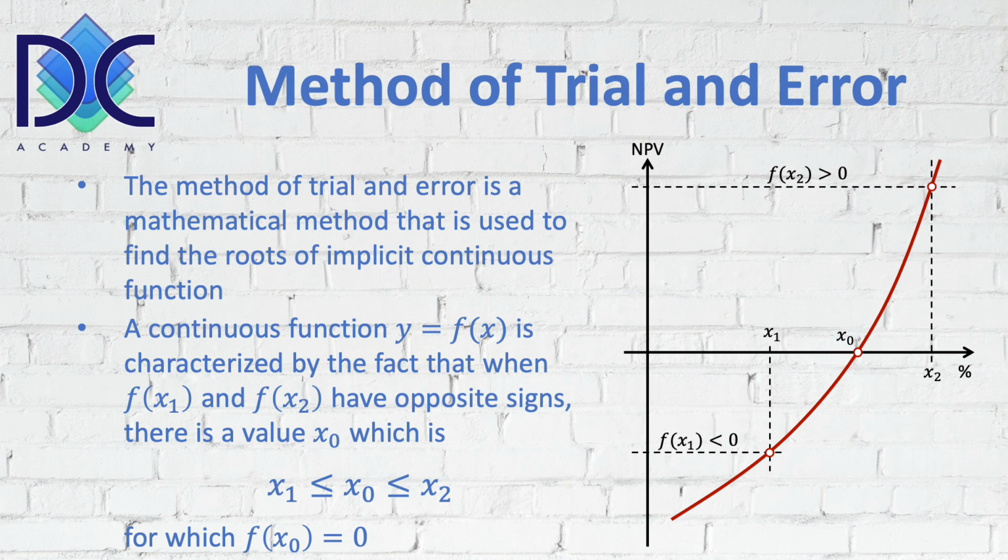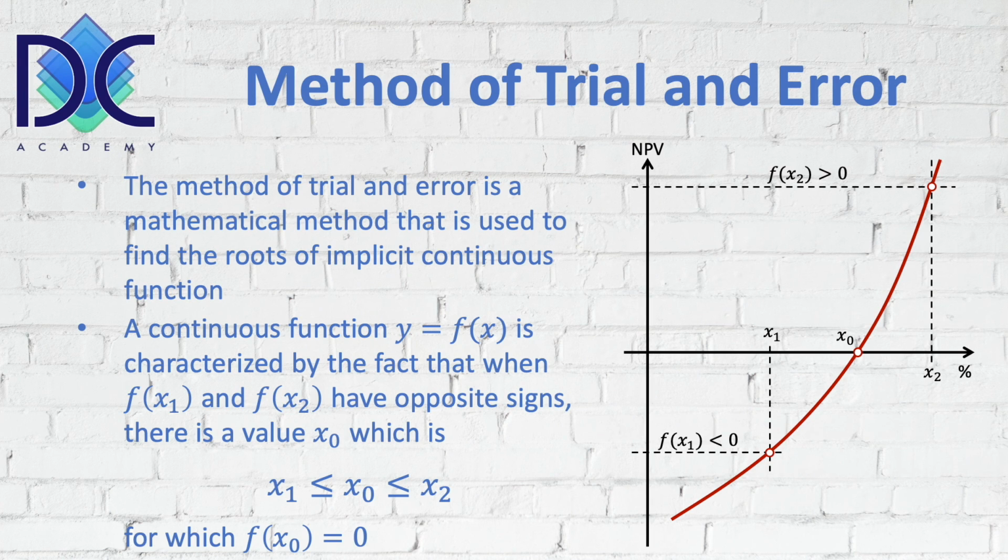So we find x0 by successive steps. And when we look at the graph, we have the percentage and the net present value. We have the evolution of the net present value as a function of the percentage, and we see that it goes from a negative value to a positive value. And there is some crossing on the percentage axis.